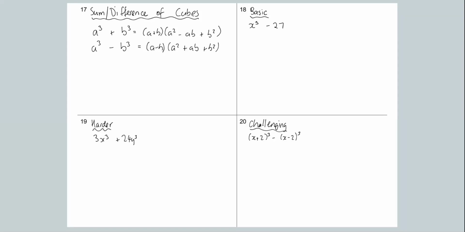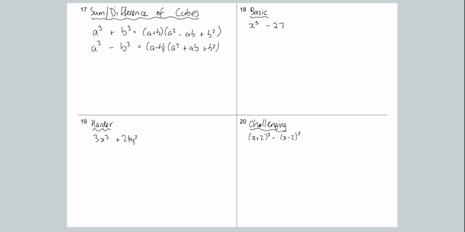One more factorization technique to have a look at, and that is the sum and difference of cubes. Remember, sum is the result from adding and difference is the result from subtracting. And you can see here we have two models, I suppose. One is something cubed plus something cubed, and the other one is something cubed minus something cubed. Sum, difference.